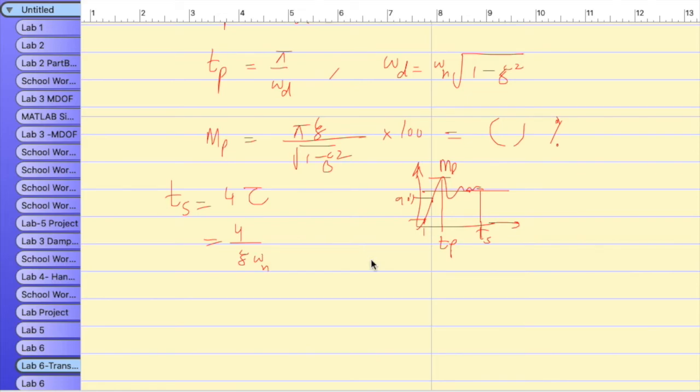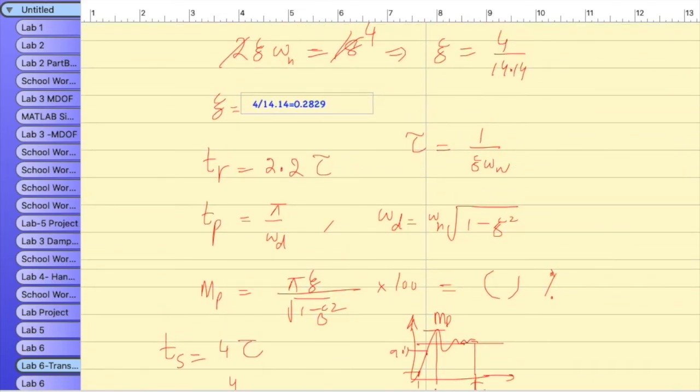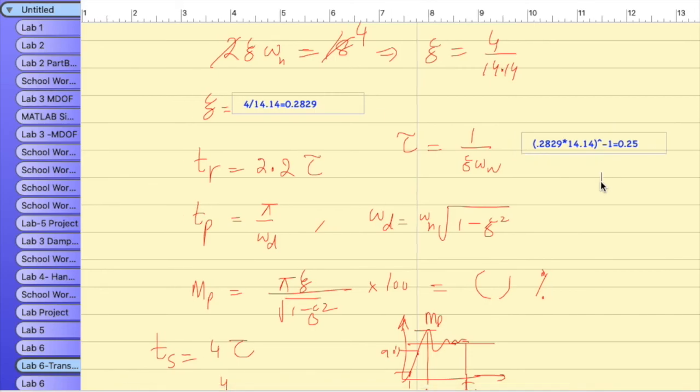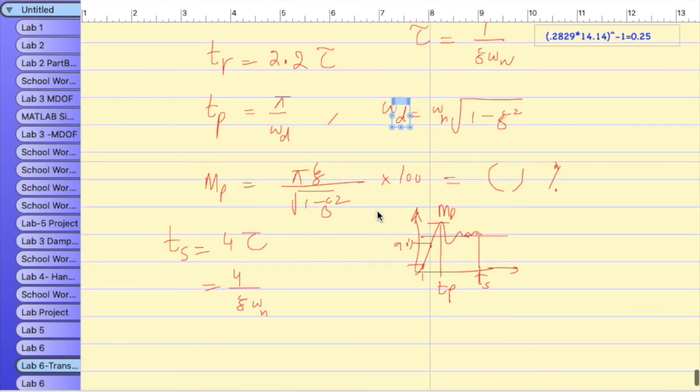So let's do this one by one. What is this? 1 over, so I would write 0.2829, my zeta, times 14.14, raised to the power of negative 1, is 0.25 seconds. So this is how you will find it, and the remaining I will leave to you to do by yourself.